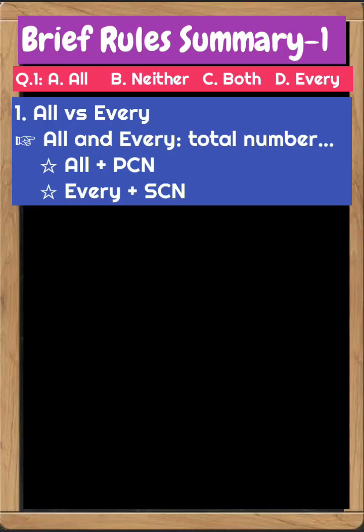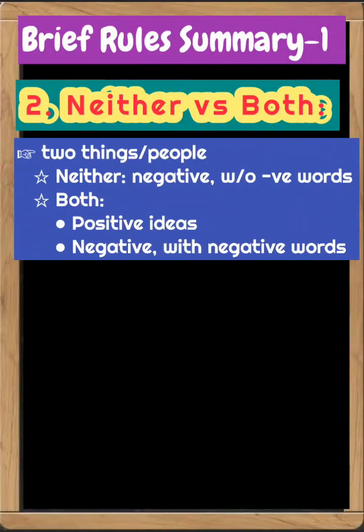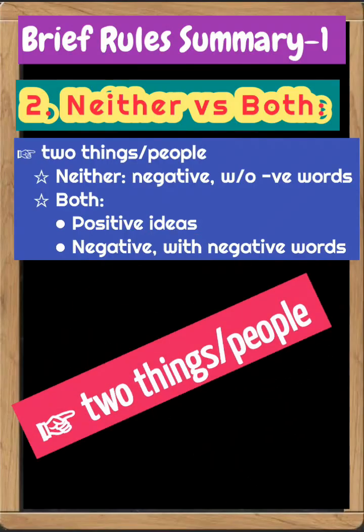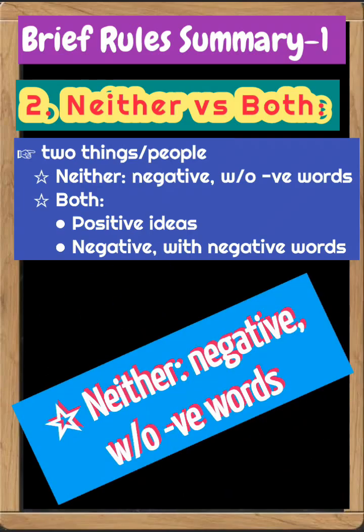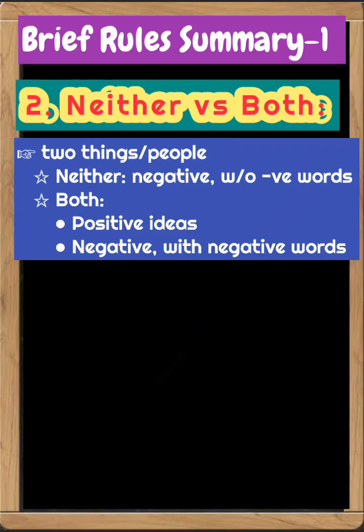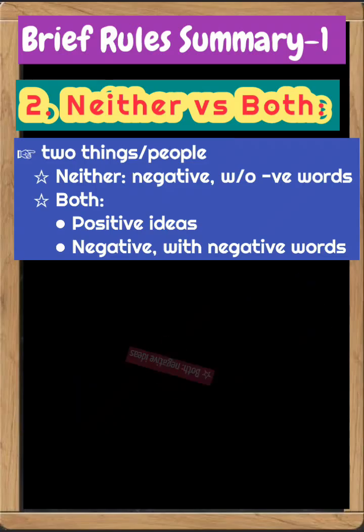Again, look at the second explanation, that means neither versus both. These two quantifiers have something in common, but they are completely different because these two quantifiers are used to talk about two things or two people, but they are different because neither is used for negative idea without negative verbs or negative words, whereas both is used for positive idea. Again, both can be used for negative idea with negative words.